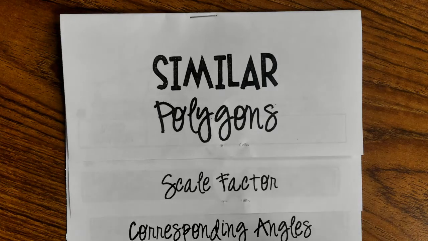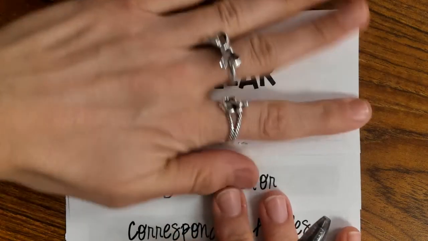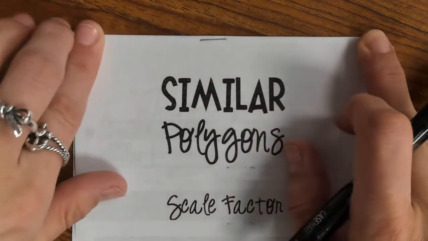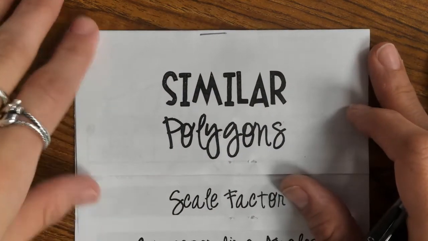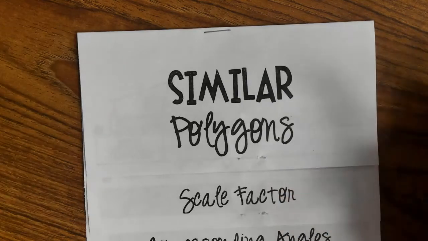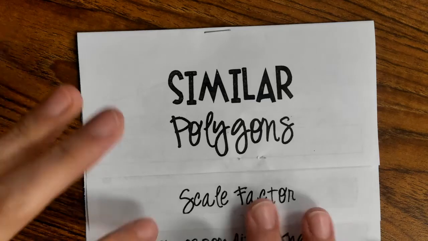Alright guys, here are going to be your similar polygon notes. This is 4a.2 notes. We first need to make sure that we understand the difference between similar and congruent. Congruent is same size, same shape, which we covered at the very end of the first semester. Similar is going to be the same shape, but now we have a different size.